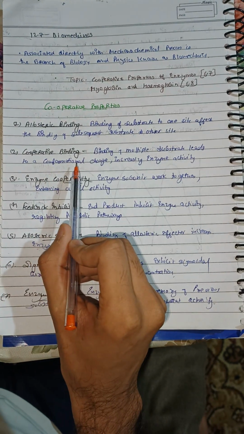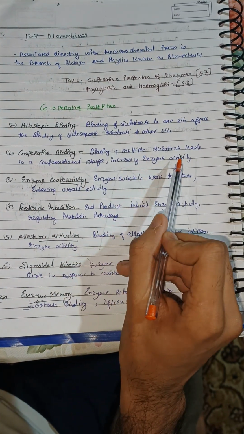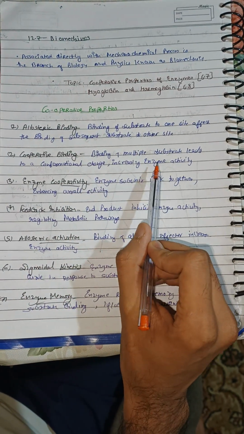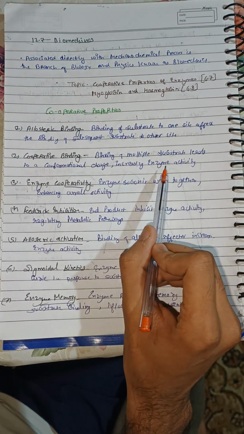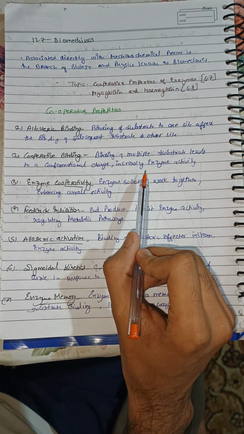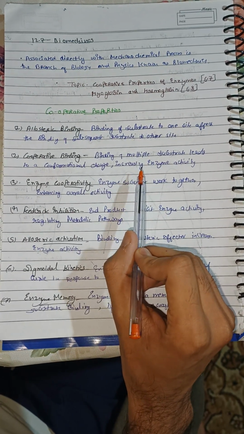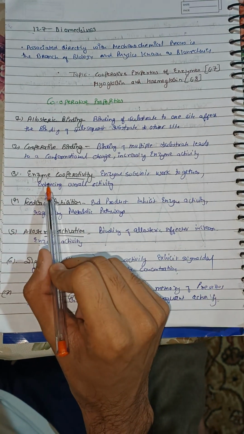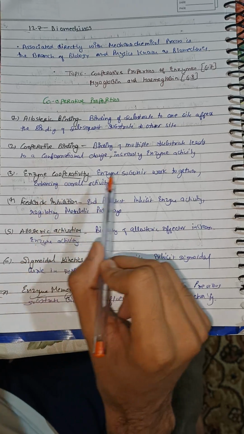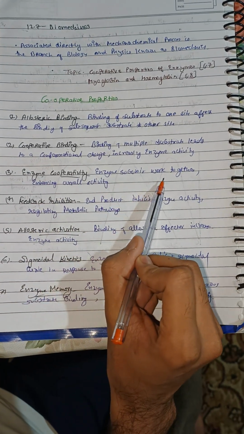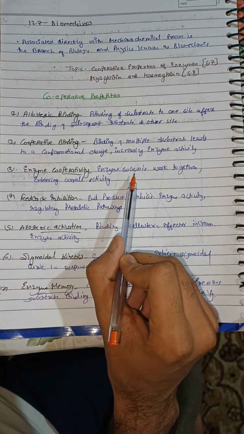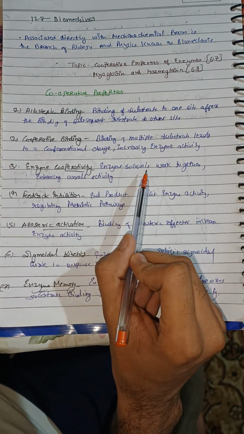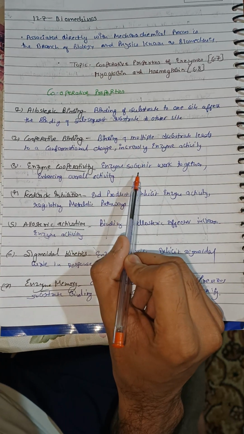Second is cooperative binding. Binding of multiple substrate leads to a conformational change, increasing the enzyme activity, which means multiple substrates bind to the enzyme. If multiple substrates bind to the enzyme, the activity of the enzyme will increase. Third is enzyme cooperativity. Enzyme subunits work together. What is an enzyme subunit? An enzyme subunit is like a prosthetic group or cofactor. If they work together, the activity of the enzyme will increase.